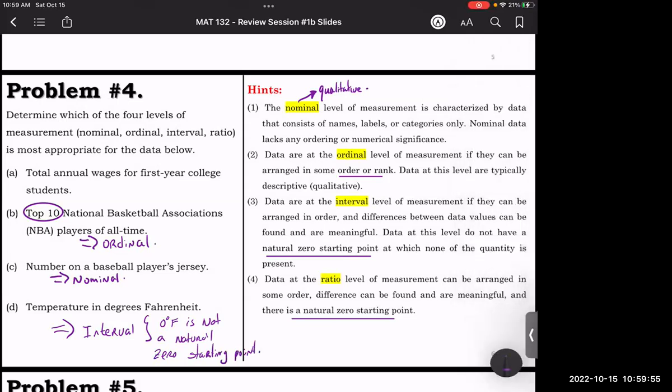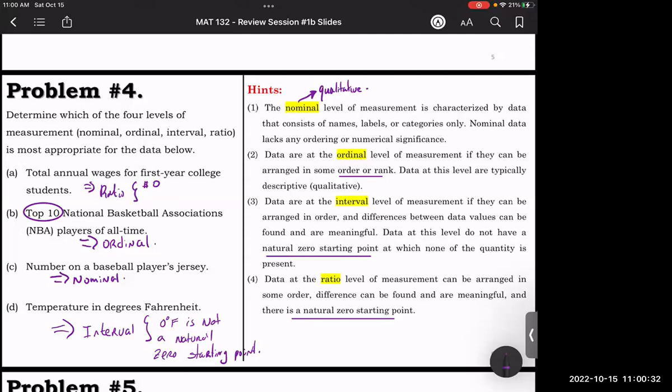Okay, so that leaves us with part A. Part A is now the ratio. The key difference between ratio and interval is that in the ratio level of measurement, you do have that natural zero starting point. So if we're talking about annual wages, what does that $0 imply? Is the first year college student employed? No, right? So here it's ratio. We do have a natural zero starting point.